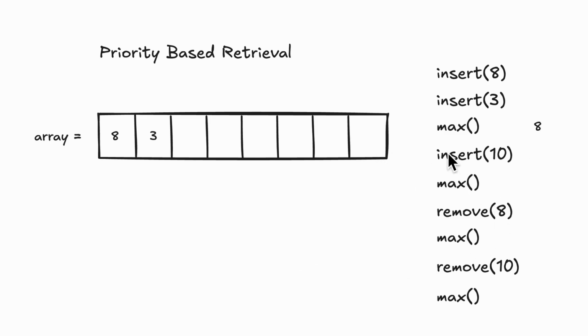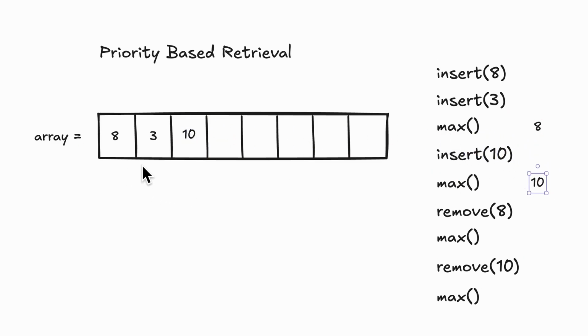Well and good. Now the fourth query says insert 10. Okay, we have inserted 10. Now the fifth query says return the maximum element. So the maximum element is 10, so we will output 10.